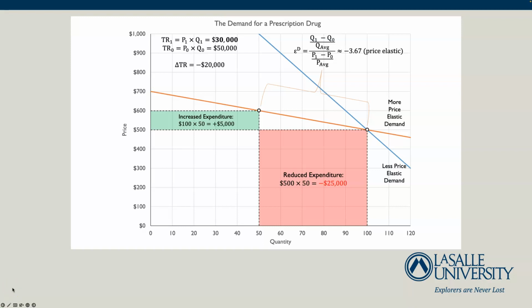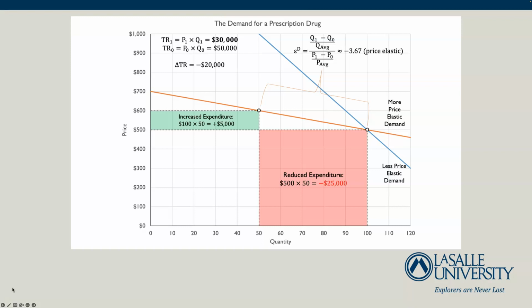So 50 patients or their insurers are now paying $100 more per unit. That's $5,000 in increased expenditure. But now we have a substantial reduction in quantity demanded by 50 units per day, and those were consumers who were previously paying $500 per unit. And that leads to reduced expenditure of $25,000 from the reduced unit sales.